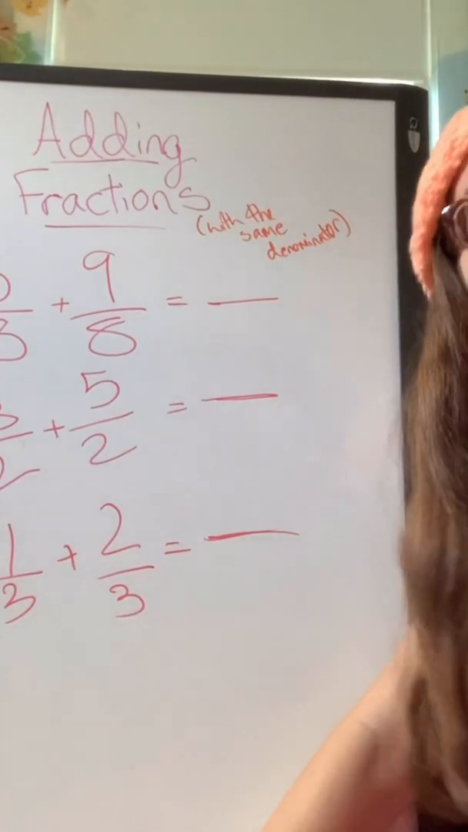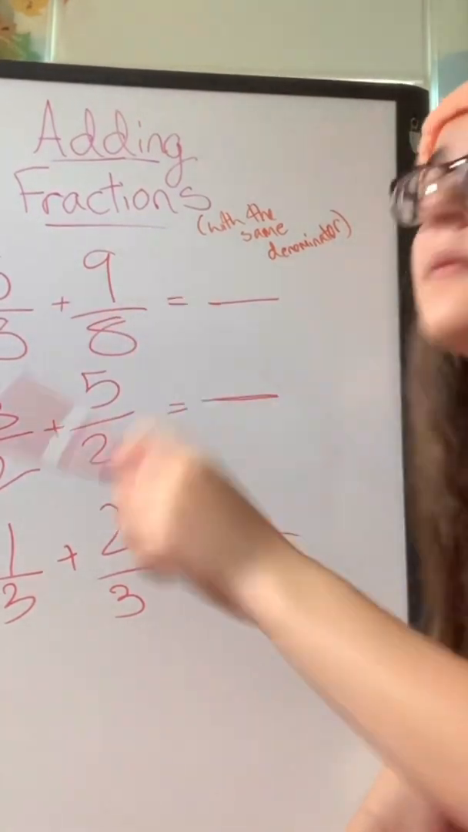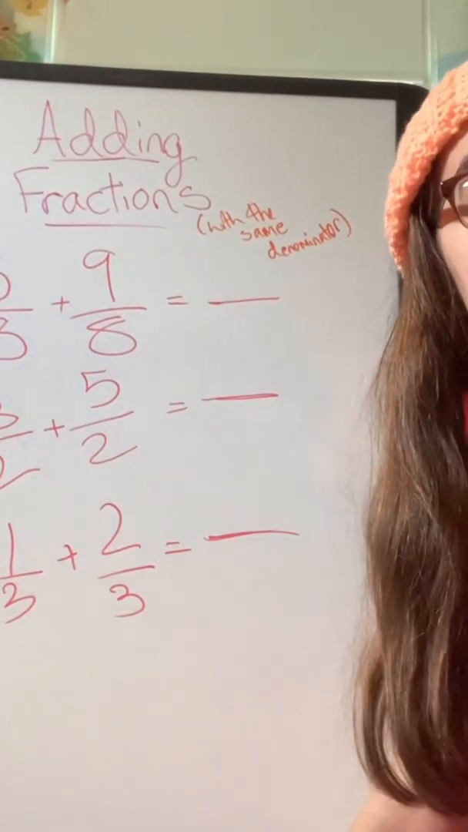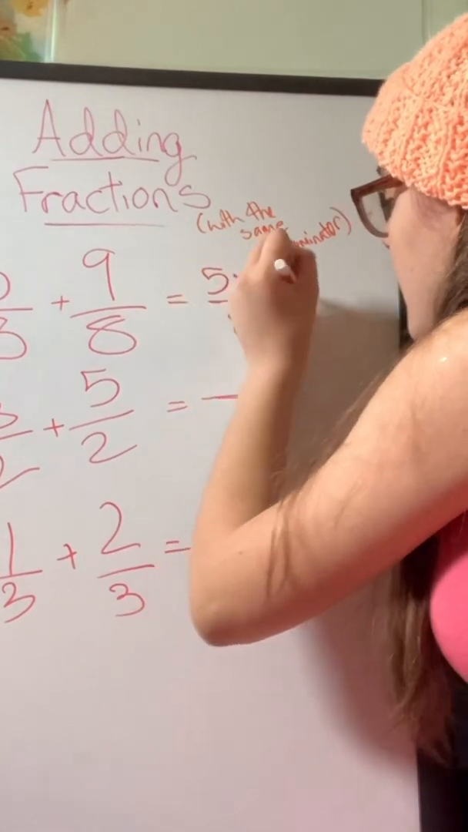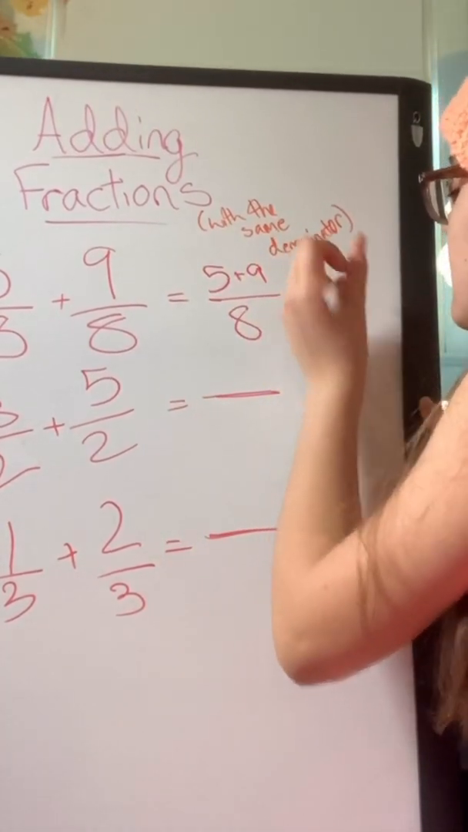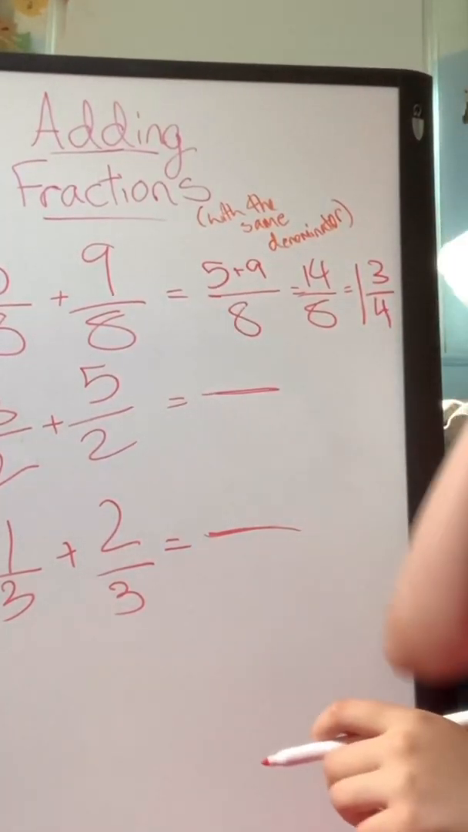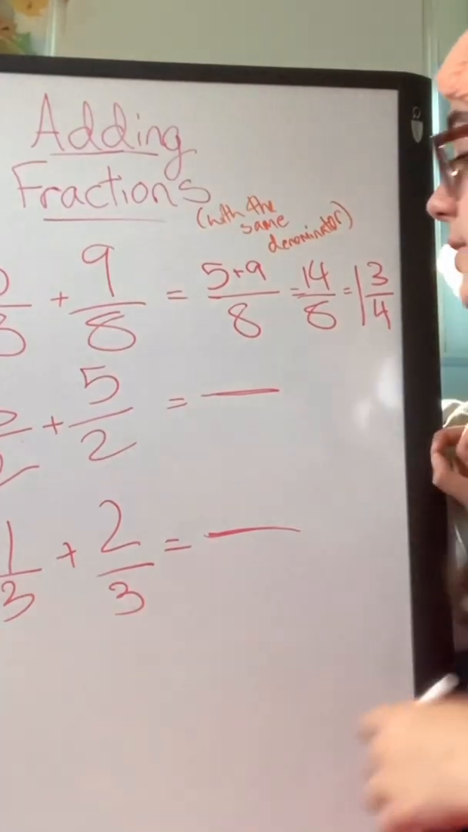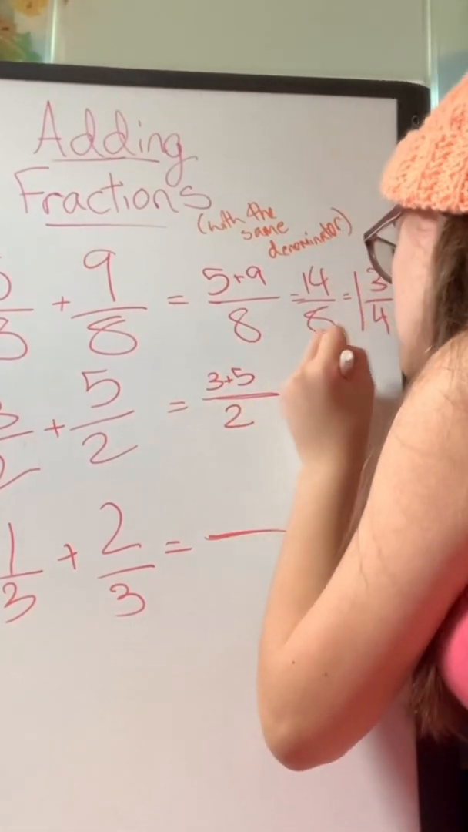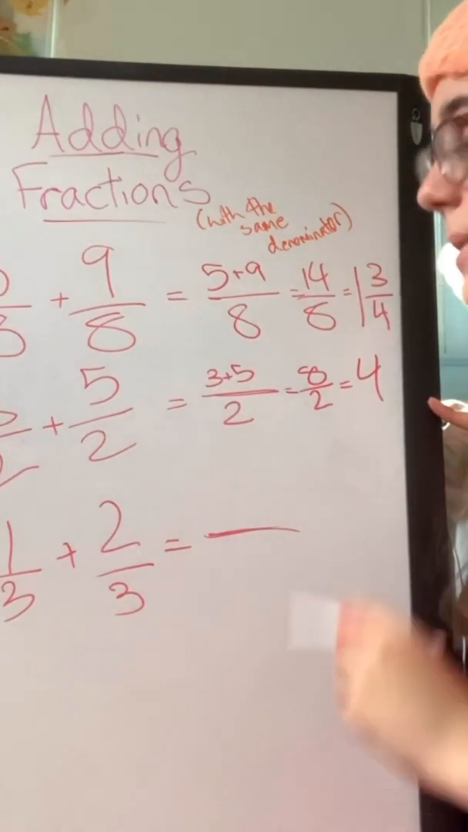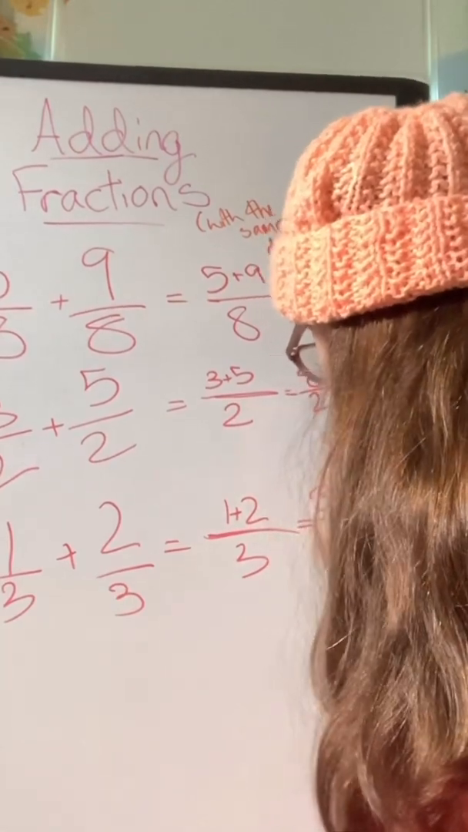Now, we're going to do some adding fractions. We have 5/8 plus 9/8, and if we remember our formula, x over y plus z over y equals x plus z over y, then we would get 5 plus 9 over 8, which is 14 over 8, which simplifies to 1 and 3/4. 3 over 2 plus 5 over 2 is 3 plus 5 over 2 equals 8 over 2 equals 4. 1 over 3 plus 2 over 3 is 1 plus 2 over 3 is 3 over 3 is exactly 1.